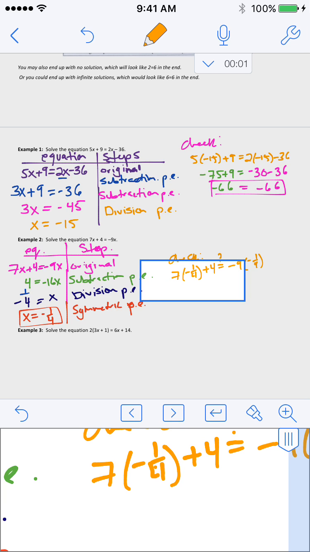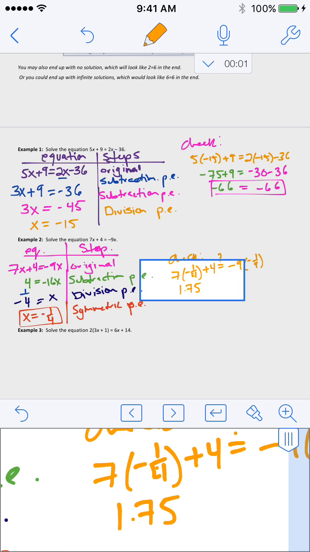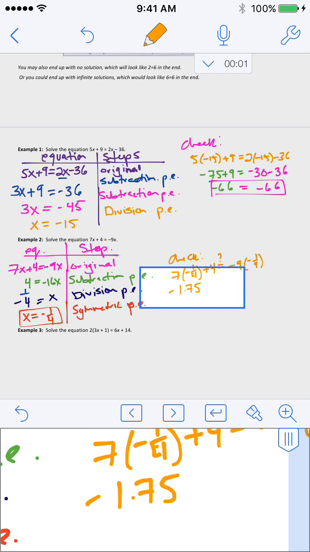All right, so let's check this out. So negative 7 times 1/4 is 1.75. I'm sorry, negative 1.75. 7 times negative 1/4, or 7 times negative 0.25 plus 4 is going to be equal to, I'm tired today. Okay, minus 1.75. 2.25.